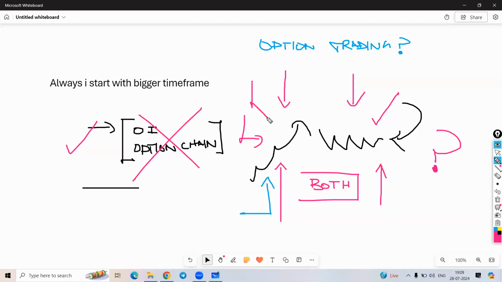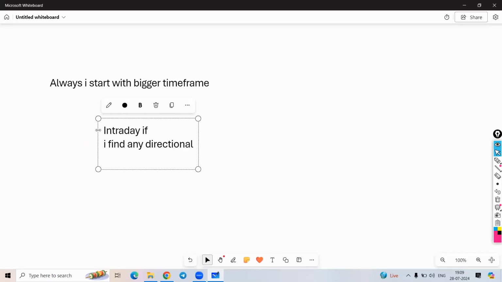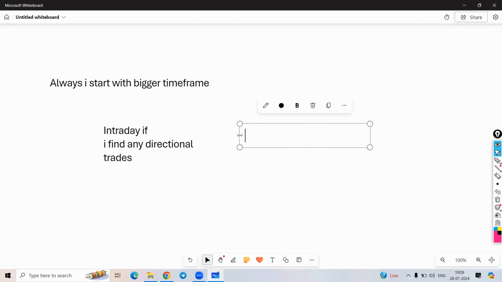And for the positional, if I see any option directional strategy, I go option hedging in the form of spreads. I will write this down for option trading, what are all the things I do, making it more simple. Intraday, if I find any directional trades, what do I do? Simple. I do option buying. Fine. First category is clear enough.